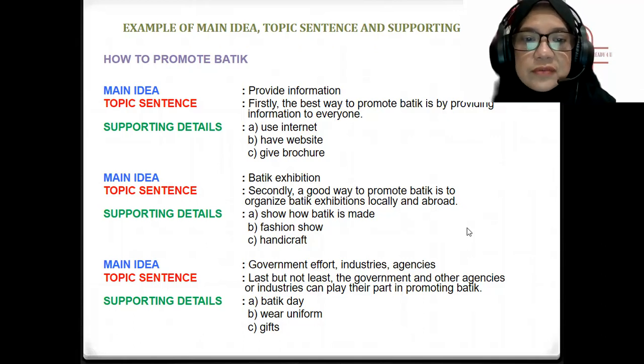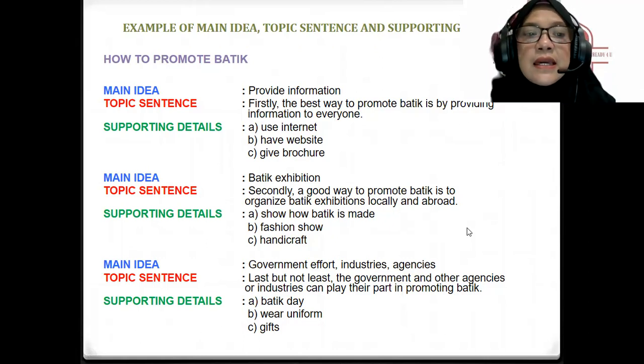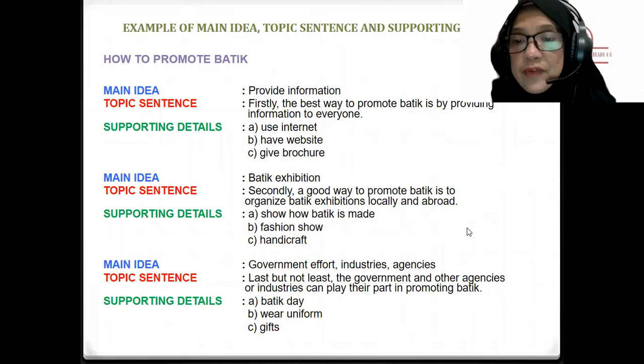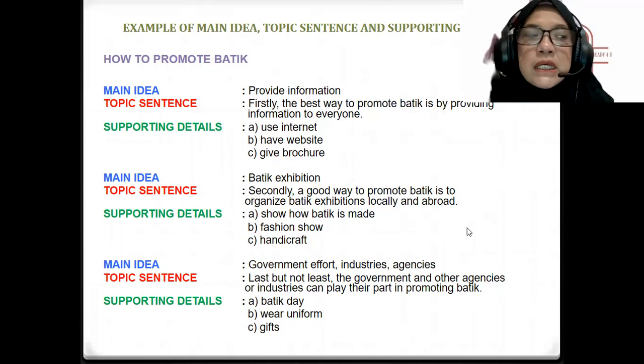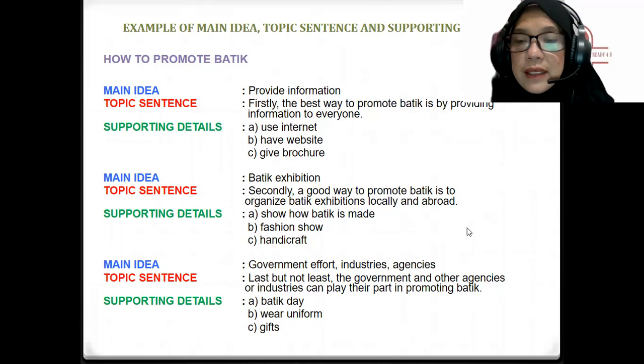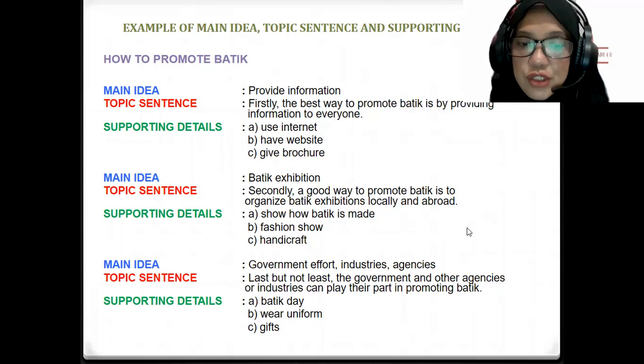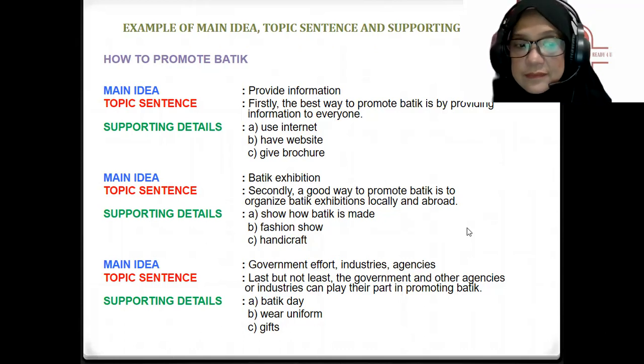The second paragraph. First main idea is provide information, okay? Second paragraph's main idea is having a batik exhibition, okay? Secondly, a good way to promote batik is to organize batik exhibitions locally and abroad. Supporting details, what happened at a batik exhibition? Okay, show how batik is made. There'll be a batik fashion show, and also handicrafts made from batik.